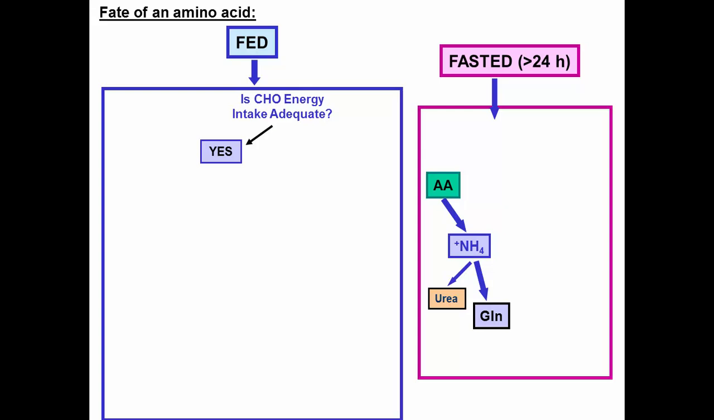So let's start on the fed side of things. In the fed state, if we assume that carbohydrate energy intake is adequate to meet the brain's requirement for glucose, if we say yes, we're going to have high insulin, low glucagon. You have learned about that, right? There's always this ratio, the balance between insulin and glucagon, that is going to dictate metabolic events, right?